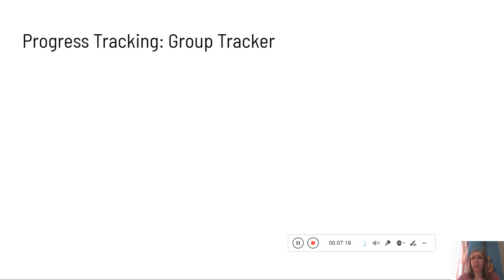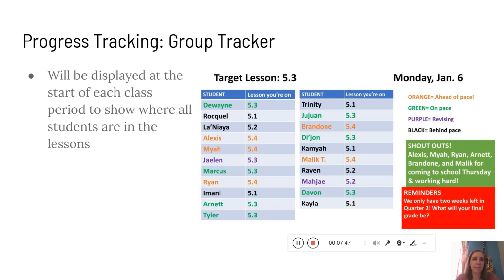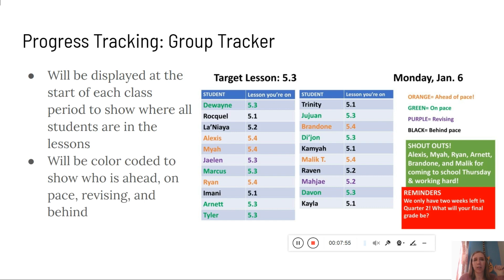Okay. Progress tracking, group tracker. This is what it's going to look like when you come into class. Every day, I will display the student name, what lesson they're on, what part of the lesson they're on, and then whether you are on pace, ahead of pace, revising a lesson, or behind pace. So you know which lesson you're working on. You know that somebody else is working on the same lesson, you could work together. It's going to be displayed at the start of each class period, so you know where everyone is at in the lessons. It's going to be color-coded.